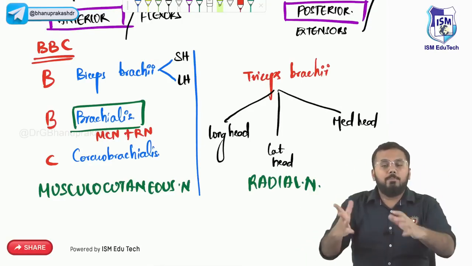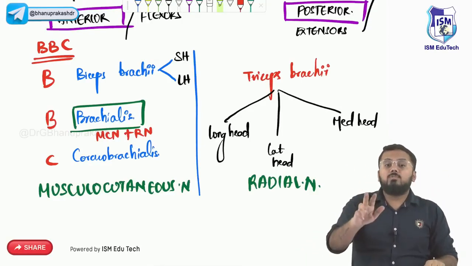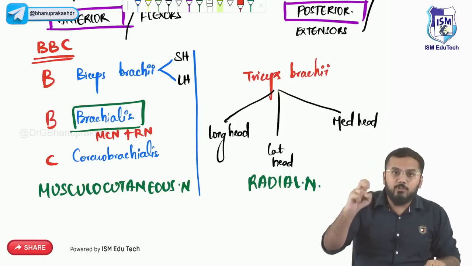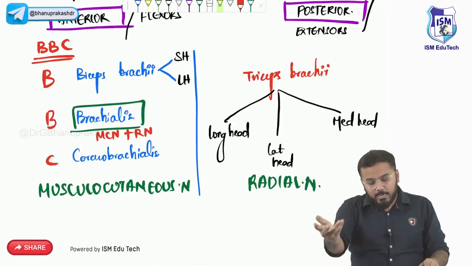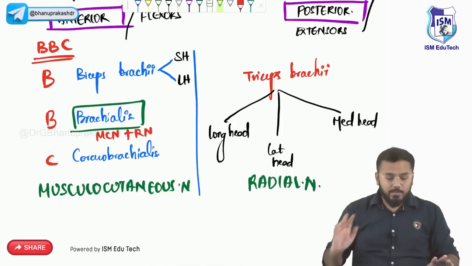Which muscles will you call hybrid muscles? Those muscles which have dual nerve innervation. Right, in some individuals brachialis is supplied by musculocutaneous and radial, so you call this a hybrid muscle.